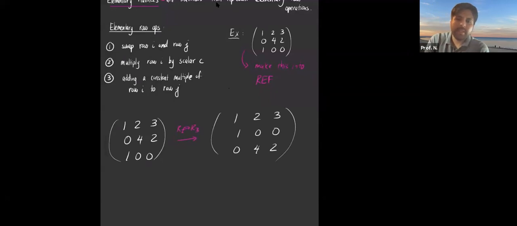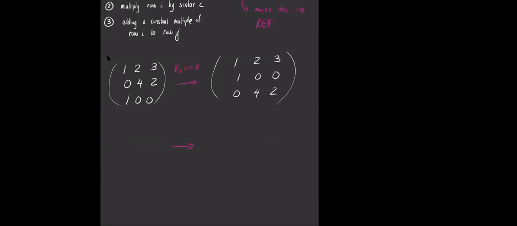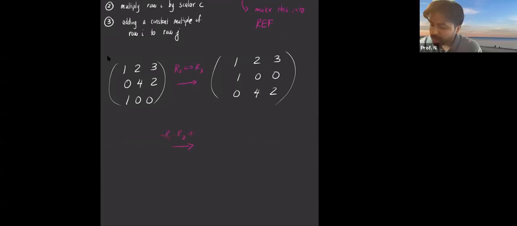Now, why do I do that? It's just that I want to get rid of this one. How do I get rid of this one? Again, this is stuff that we've been doing a lot of. Negative row 1 plus row 2 goes to row 2. What do I get now? I get 1, 2, 3, then 0, negative 2, negative 3, and then 0, 4, 2.